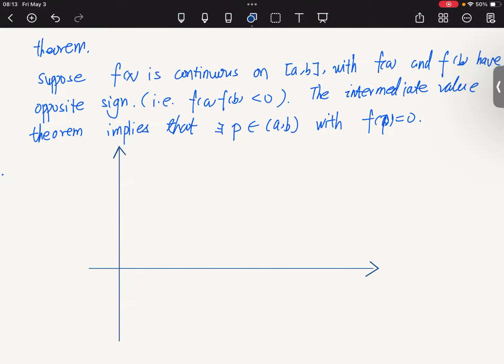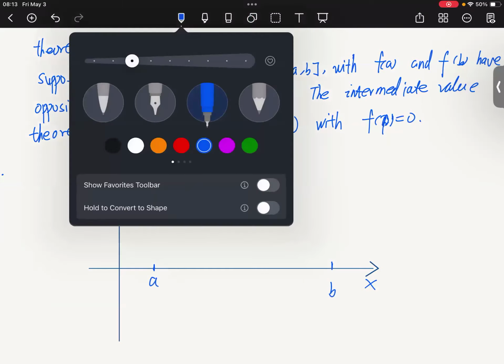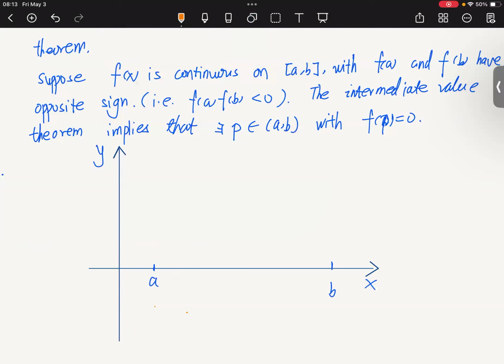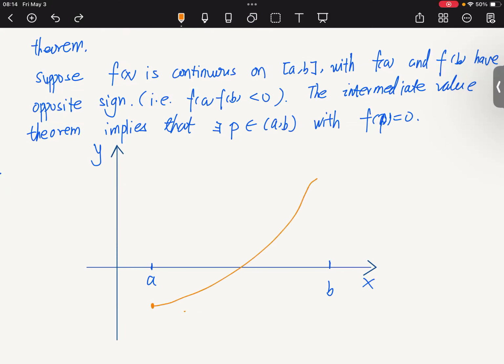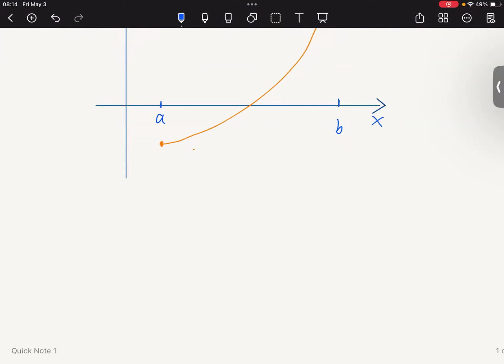So I have the x-axis, and then I got the y-axis, and I got my A interval, I got my B interval, and I also get my function, and then it's starting from here, and then it's going up, and here. Yeah, and this is the function. And so let's start off our iteration. And this is the bisection method, the idea.